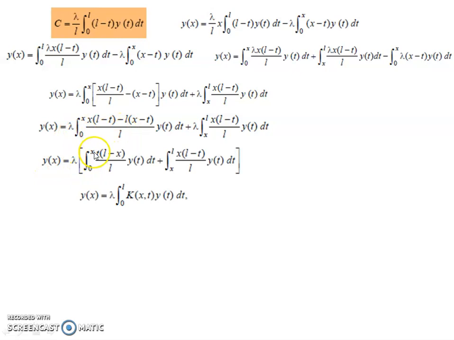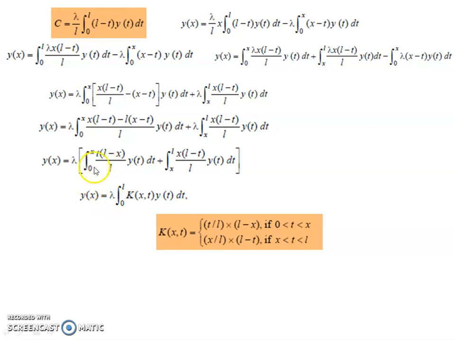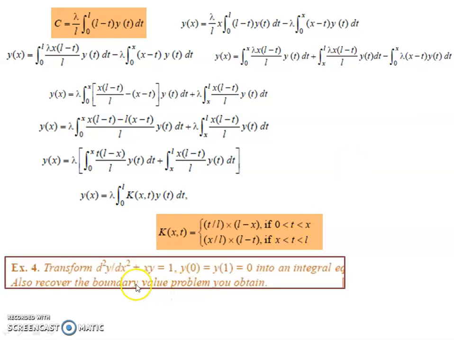y(x) is equal to lambda times the integral from 0 to x of t(L minus x)/L y(t) dt, plus the integral from x to L of x(L minus t)/L y(t) dt. So I take this as a kernel K(x,t), and what is a kernel? We define the kernel K(x,t) as follows: K(x,t) is equal to t/L into (L minus x) when t varies from 0 to x, and the kernel is equal to x/L into (L minus t) when t varies from x to L. This is our first differential equation which we converted into an integral equation. This is a boundary value problem.